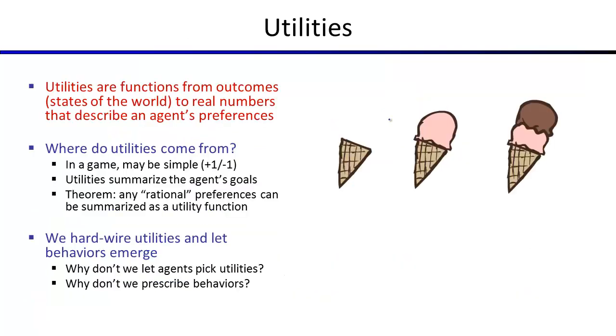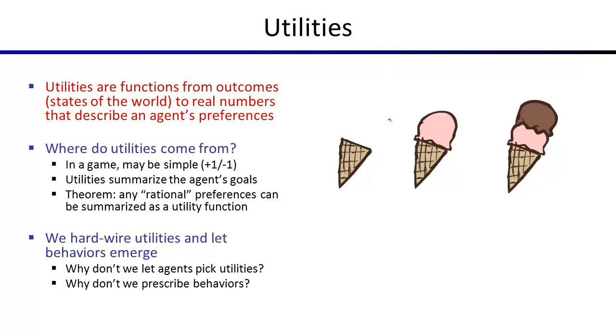All right, so let's go back and figure out where we're at. Utilities are functions from outcomes, which are states of the world, to real numbers that are meant to describe an agent's preferences. Where do they come from? They could be +1 or -1 in some simple game, but whatever they are, they're going to summarize the agent's goals. There's a theorem that we'll see in a second that says any rational preferences, we'll see what rational means, can be summarized as a utility function.